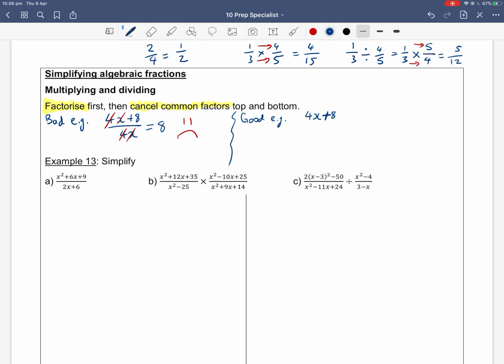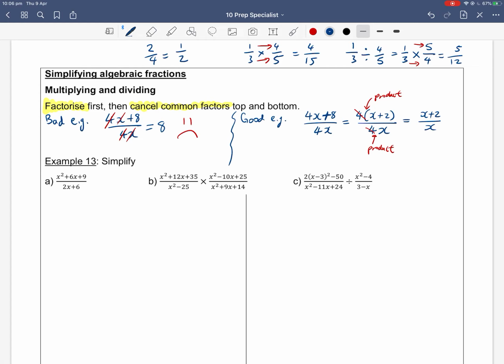So what you should be doing instead, the good example, let's do this properly. So 4x plus 8 all over 4x. So first, can you factorize your fraction? So let's factorize this on the top. So 4 outside of x plus 2 all over 4x. Now, because these are products, so you're multiplying, like 4 times x plus 2 and 4 lots of x, now you can cancel off the 4's, and then you are left with just x plus 2 on top and x on the bottom.